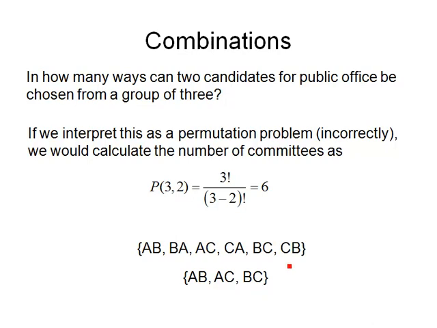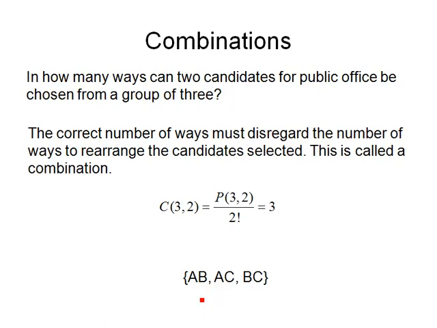So we really have twice as many things listed out here for our permutations as we want. The reason for that is every time we pick BC, there's another CB that you count when you do permutations. That's what's leading us to have twice as many things as we actually need. So we need to get rid of that and just count the things that you see here. In other words, how many ways are there to choose 2 letters at a time where we disregard the order? So the correct number of ways must disregard the number of ways to rearrange the candidates selected.